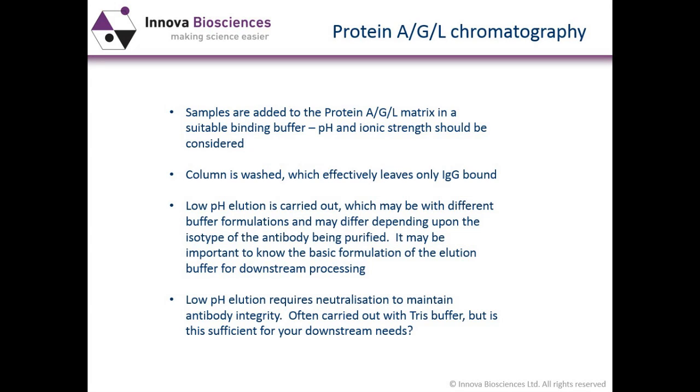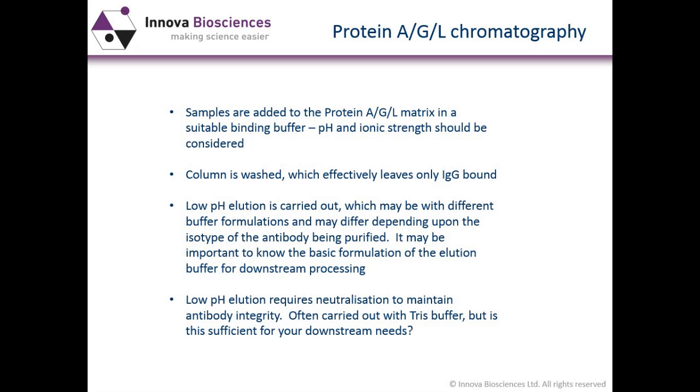When using any of these, you simply add your sample to the particular column that you have in a suitable binding buffer. You need to consider both the pH of that buffer and the ionic strength. Generally, you bind at a neutral or possibly even slightly alkaline pH. You wash the column, and because this is an affinity column that really should be binding only antibody, all other proteins and materials should literally wash straight through. That then leaves you with a column which in effect should only have IgG bound to it.